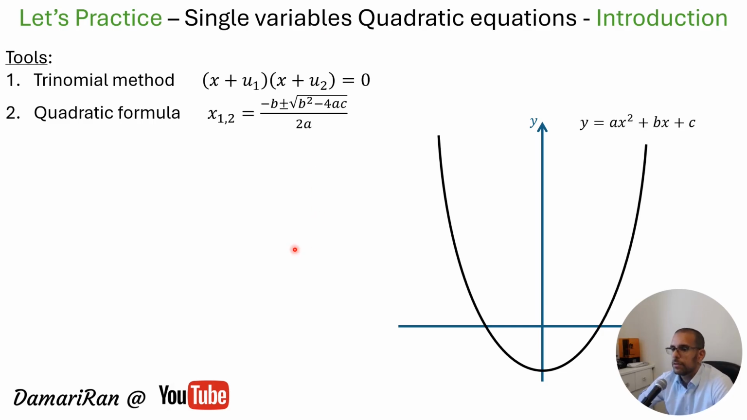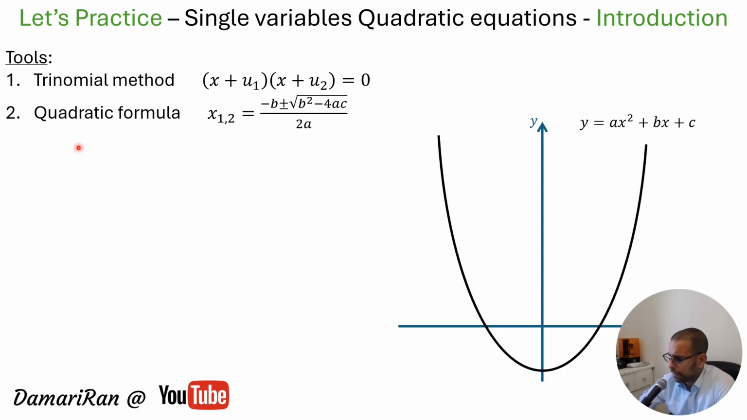So what do we have here? We want to find the intersection points, the solutions to the quadratic equation. How are we going to do that? By using two methods. The first one is the trinomial method. In the trinomial method, we take the original quadratic equation, the original parabola set equal to 0, and we rearrange it to look like a multiplication of two factors, this factor and this factor.